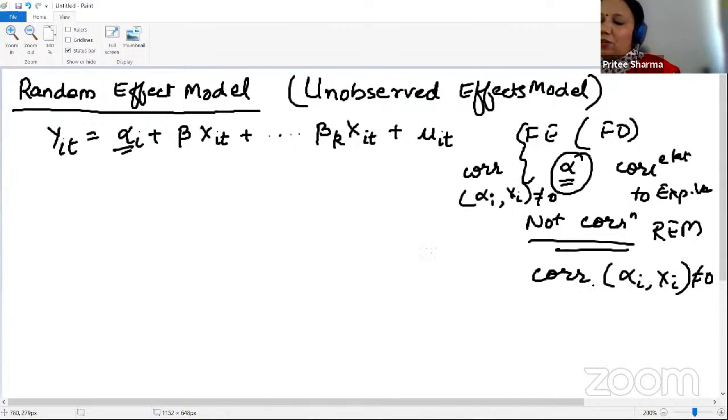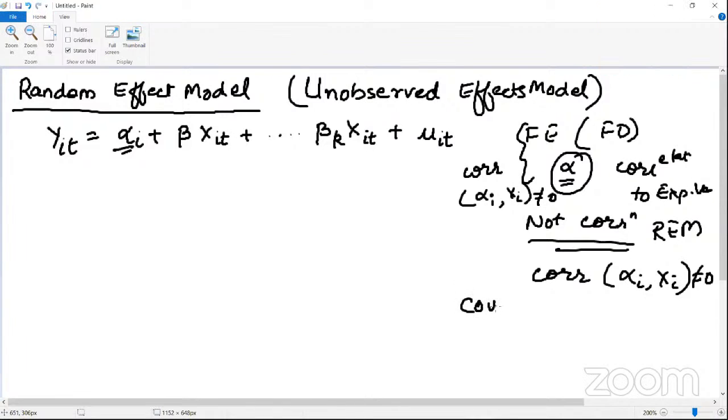All right. What it would also mean, or we can write, is that alpha and x i are not correlated. Ma'am, in both the cases you have written not equal to 0. Okay. No, my mistake. Okay.